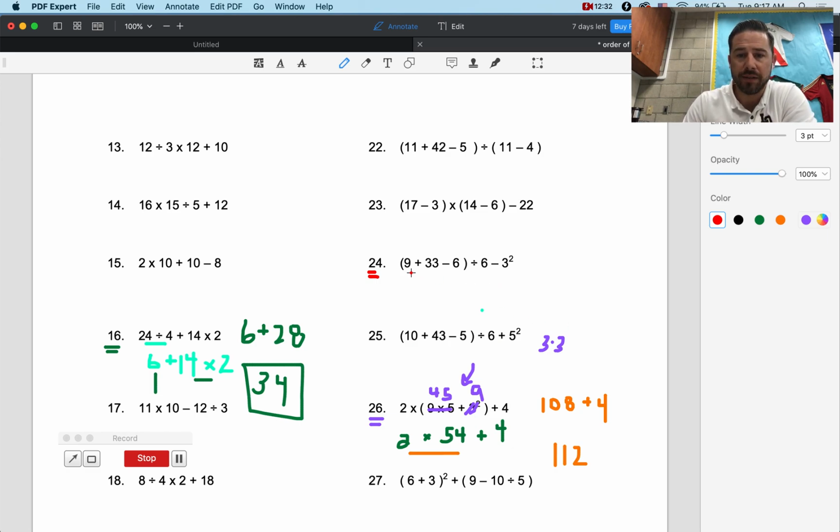Okay, 24, I see a parentheses here, so let's attack. What I like about this parentheses is we have addition and subtraction in here, which means they're on the same level. Addition and subtraction are on the same level. So what we got to do now is attack left to right. Let's do whatever's left first and then right second.